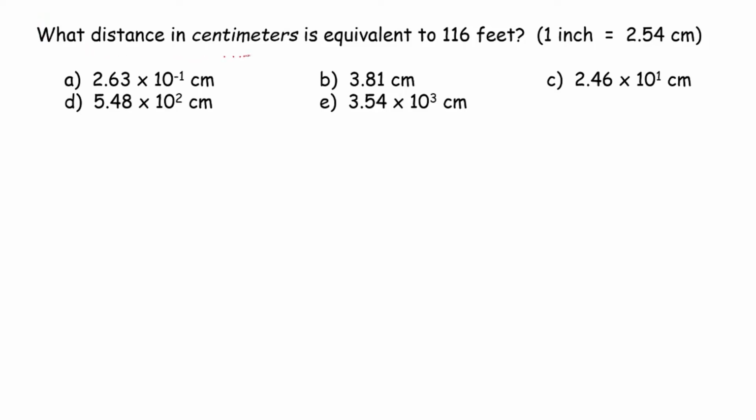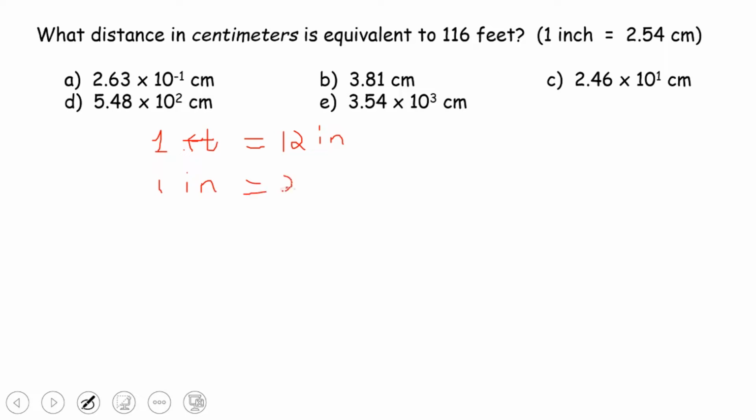What distance in centimeters is equivalent to 116 feet? So first, let's recall the relationship among those units needed. Let's first start with 1 foot. That is equivalent to 12 inches. And then 1 inch is equivalent to 2.54 centimeters.